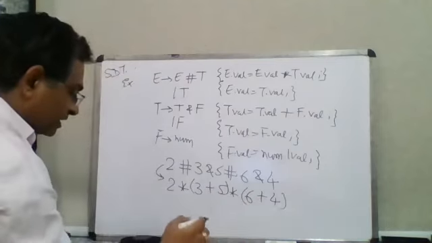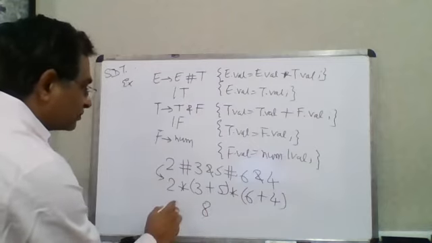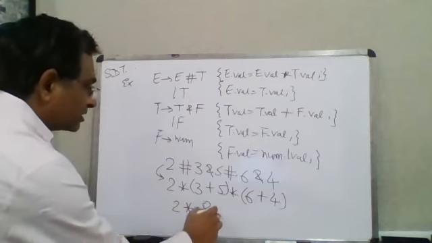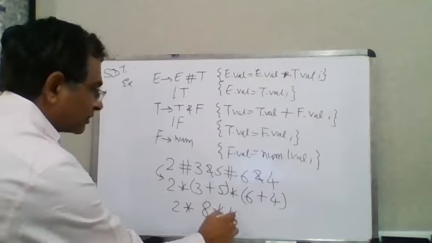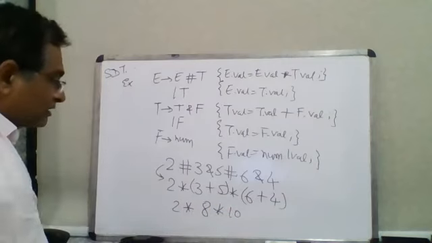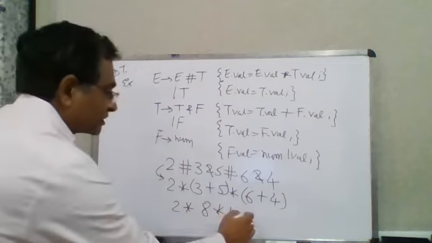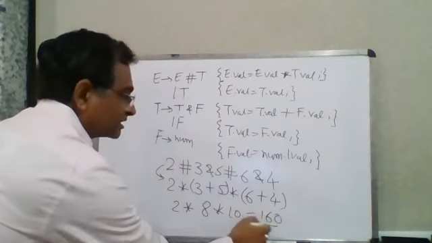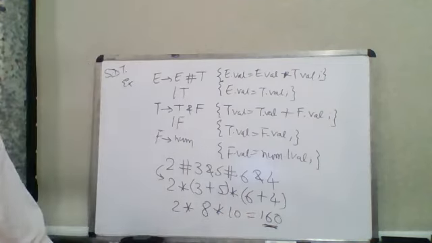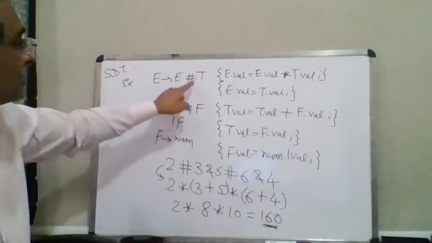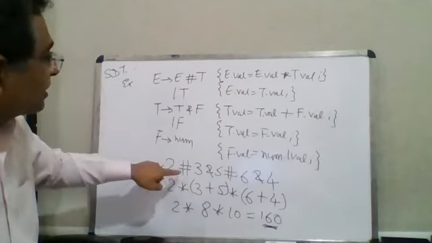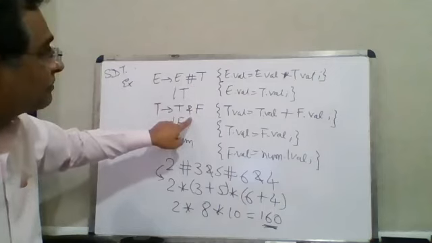So this is 8, and 2 into 8 into 10. This is how it's going to be. So 8 into 2 is 16, into 10 is 160. So the answer would be 160. I hope you are getting this, right? So what we have done is we have just given the input string where the hash was there and the ampersand was there.